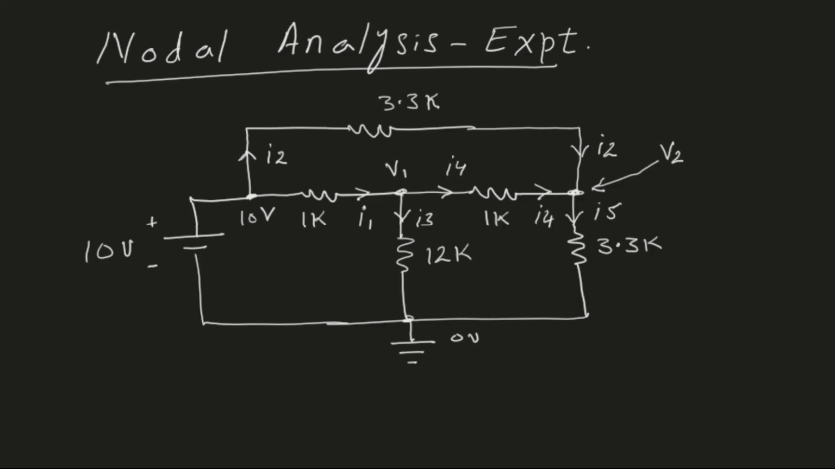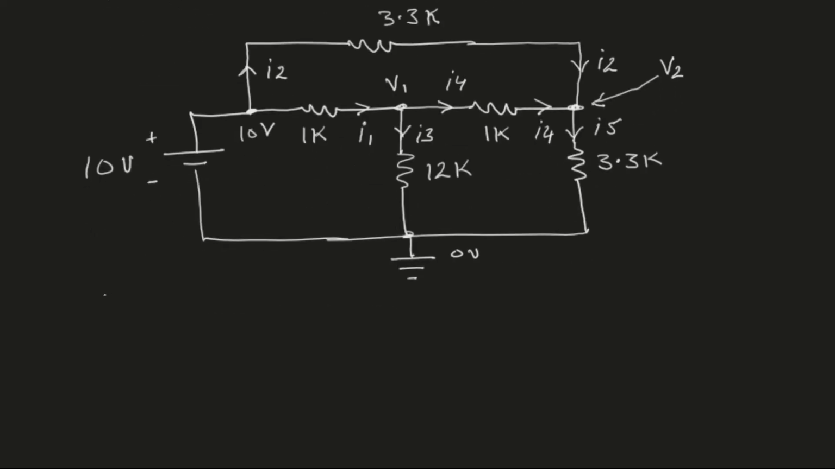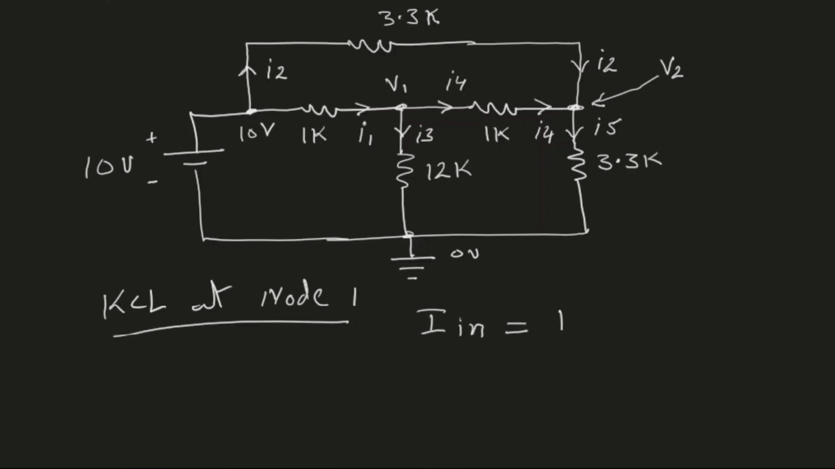To calculate the values of V1 and V2 theoretically, we will use nodal analysis, and in nodal analysis, we apply KCL at the two nodes. So let's apply KCL at node 1. KCL states that the amount of current that is entering a node should be equal to the amount of current that is leaving the node.